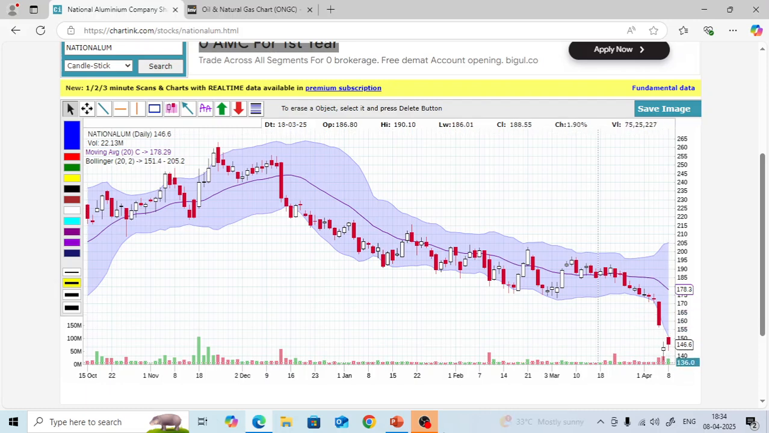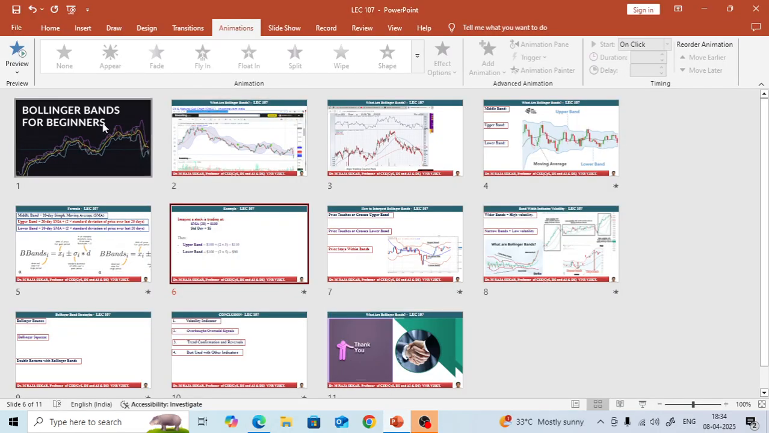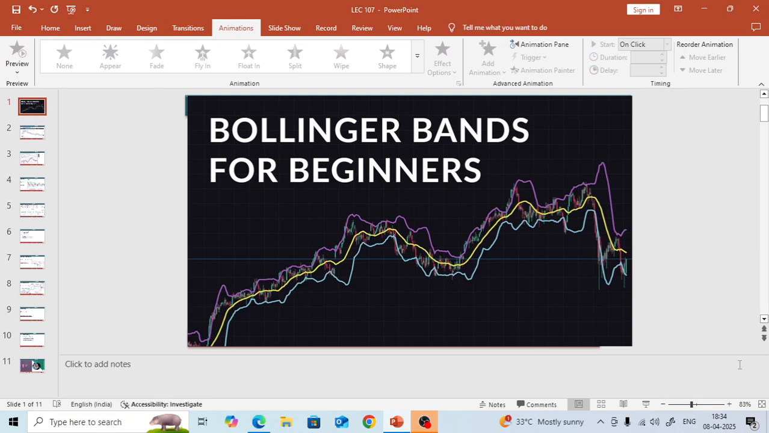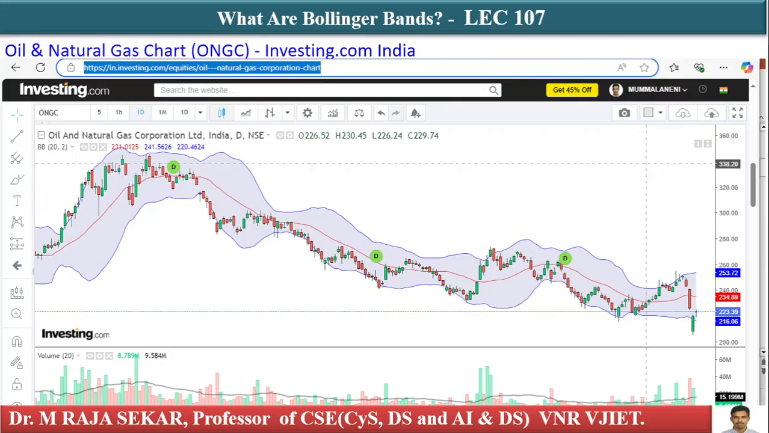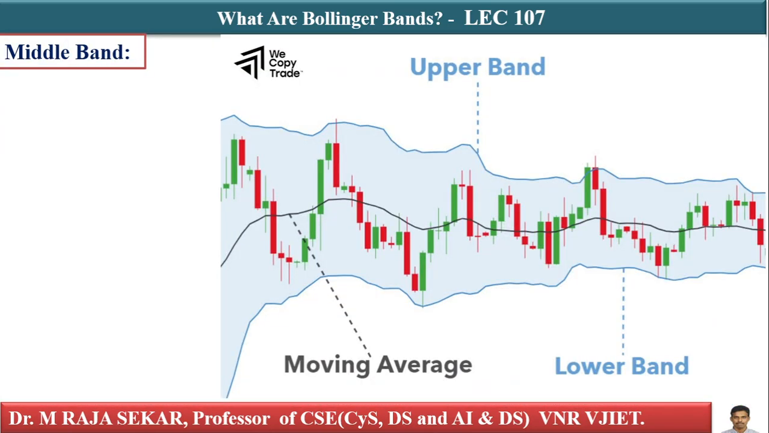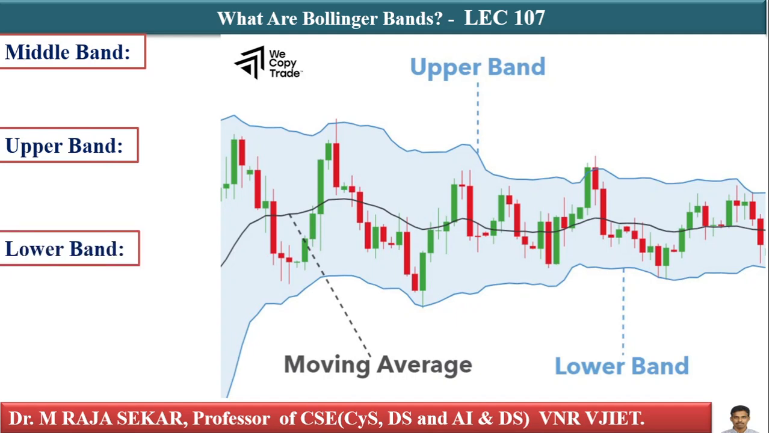Anyway, we will try to understand all these things. This is a brief introduction of Bollinger bands. This is the ONGC chart. I already explained the middle band: a simple moving average, SMA, typically over 20 periods. Upper band, the SMA plus 2 standard deviations. Lower band, the SMA minus 2 standard deviations. These bands dynamically expand and contract based on the volatility of the price.